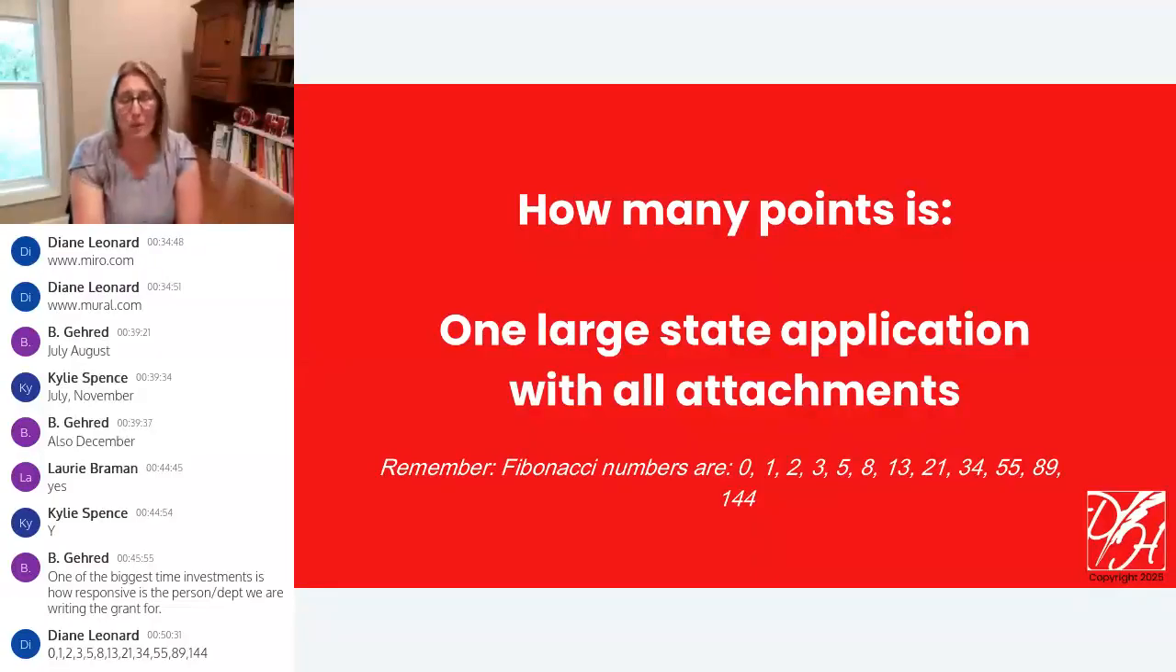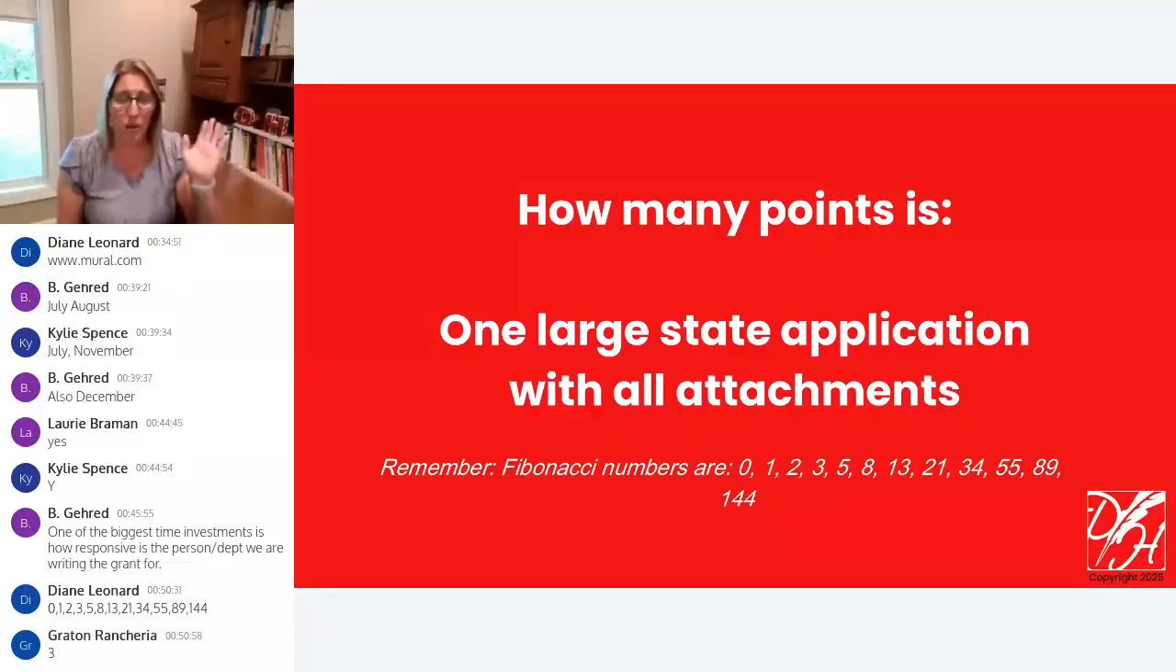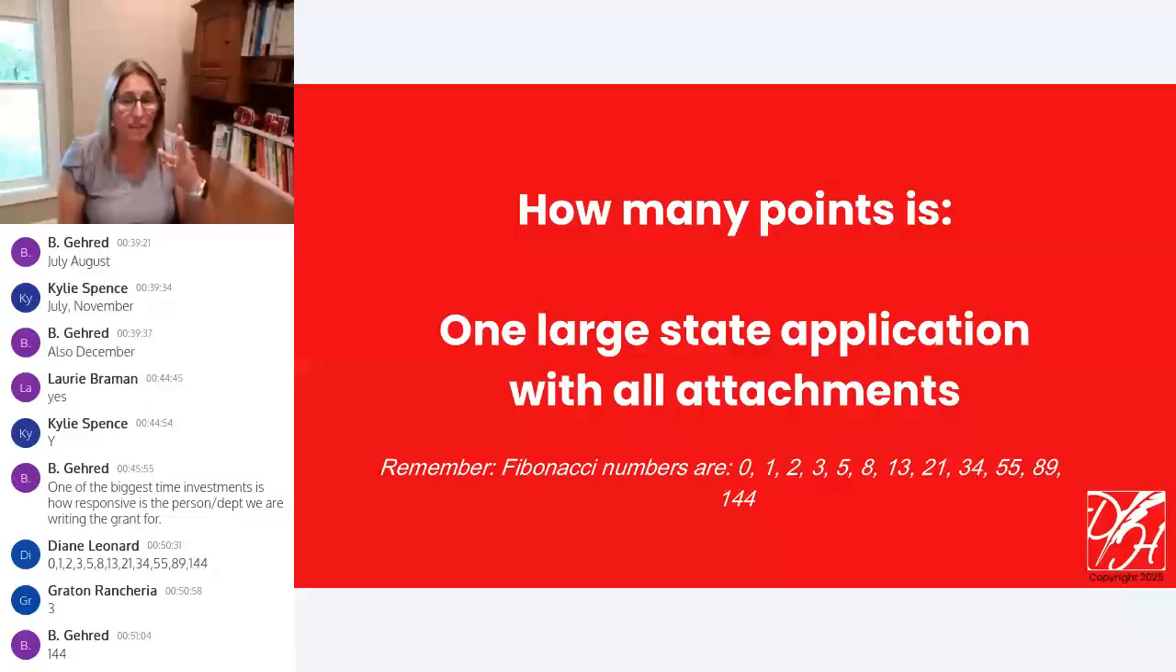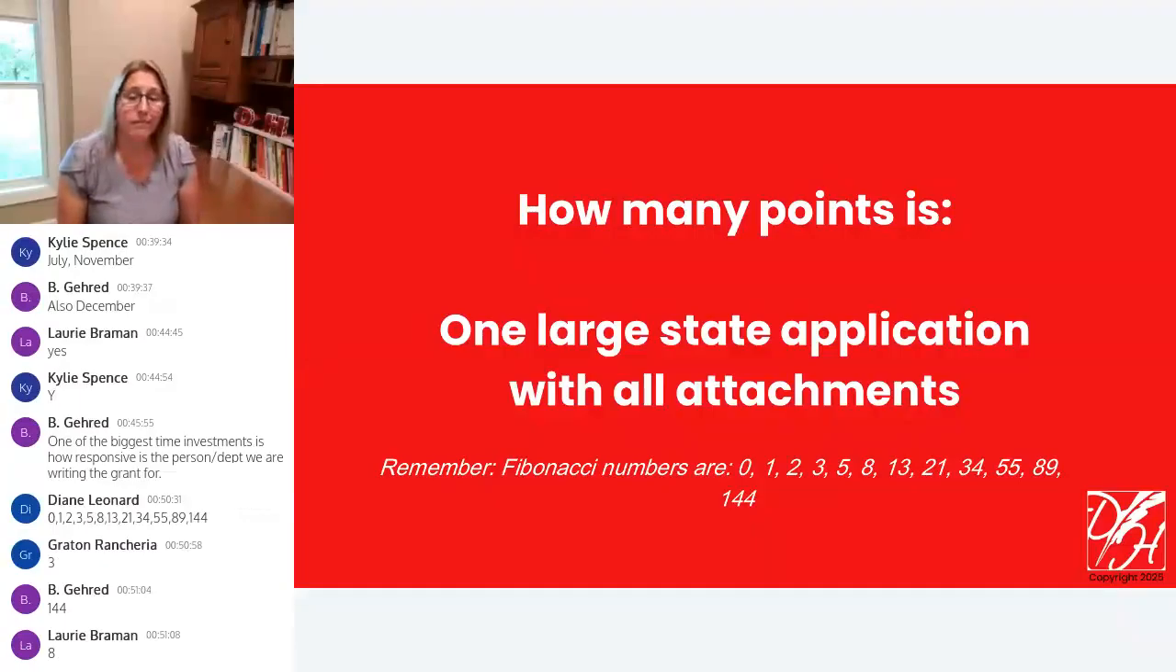Which of these numbers feels like the right relative number for a large state application with 8 attachments in the budget and the narrative compared to your one-page letter of inquiry? On the count of 3, type in your number. 1, 2, 3. There's no right or wrong answer. This is about your perspective on how much bigger or smaller or exactly the same you think a state application would be compared to a one-page letter of inquiry.